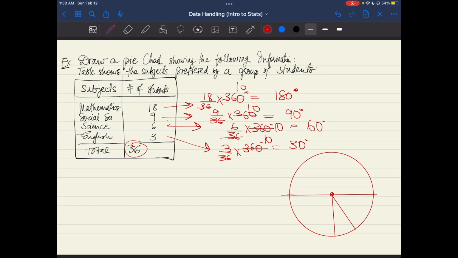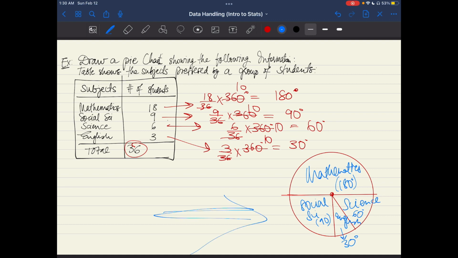So if we were to just mark this, this is mathematics with 180 degrees. This is social sciences with 90 degrees. This here, the bigger 60-degree angle, is the sciences with 60 degrees. And then this one is English with 30 degrees. So this is what our pie chart would look like in this case.